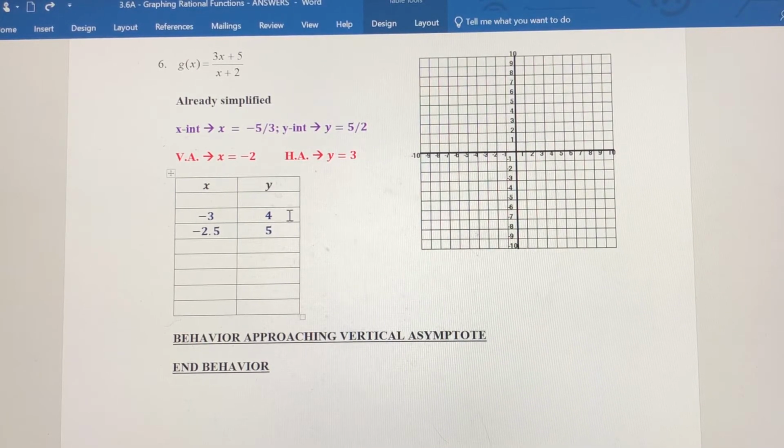Okay, so let's plug in negative 2.1. We're really close to negative 2 now. We're still coming from the left though. And when we plug that in, we get 13. So our pattern here is that we're getting increasingly larger.